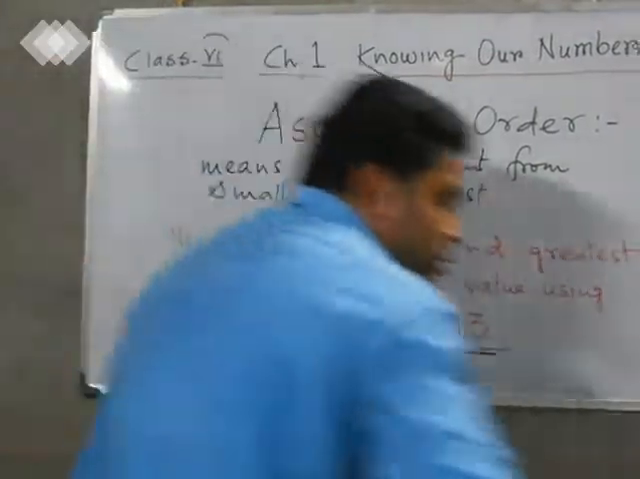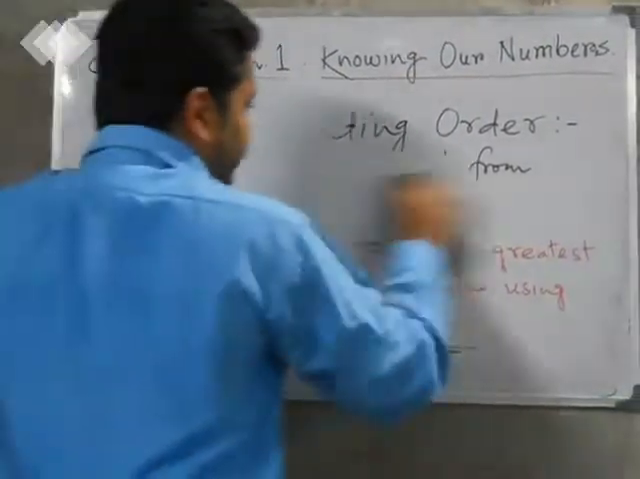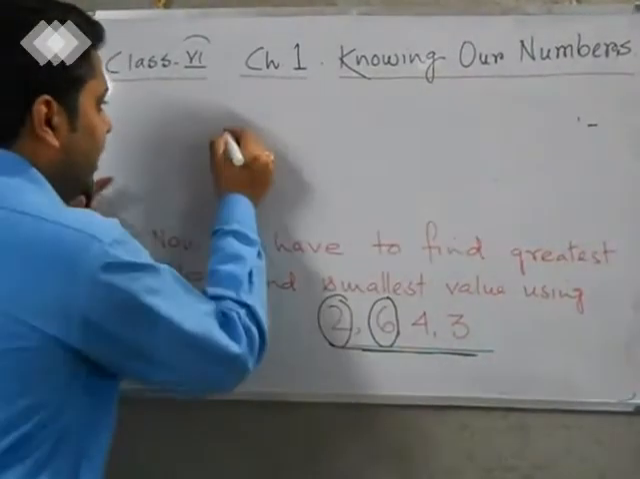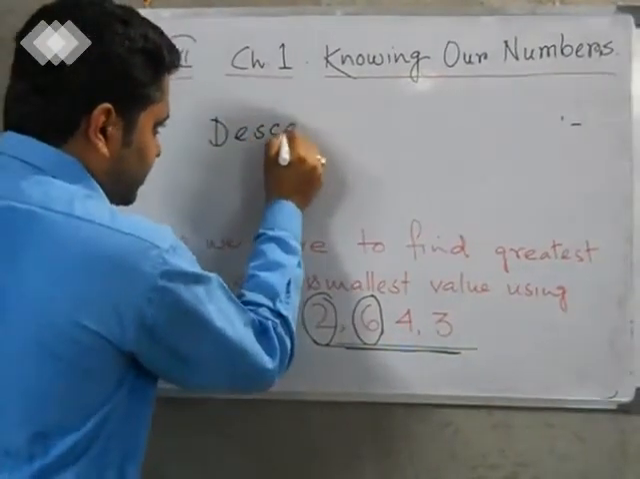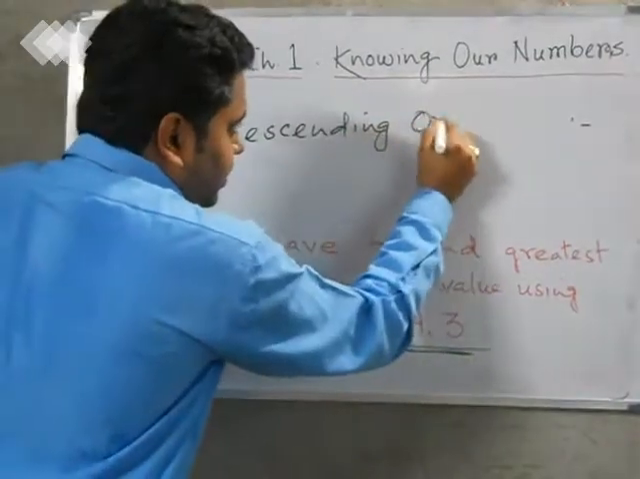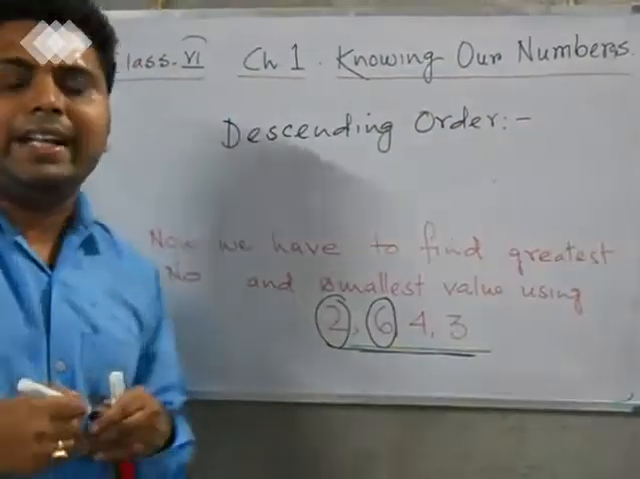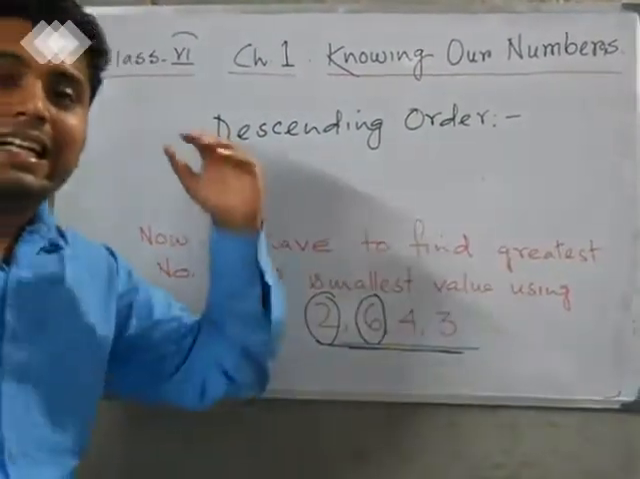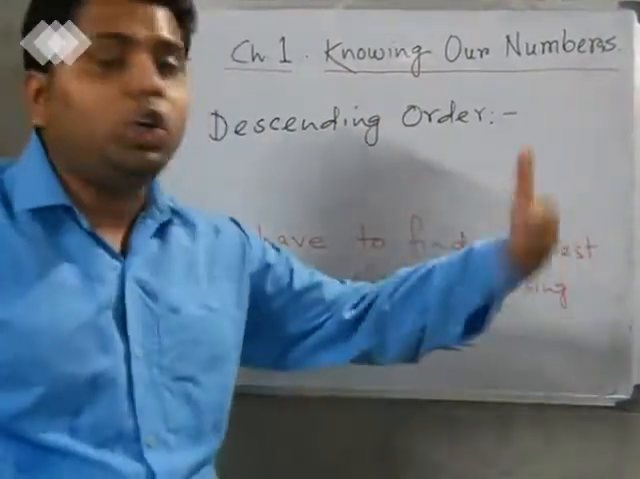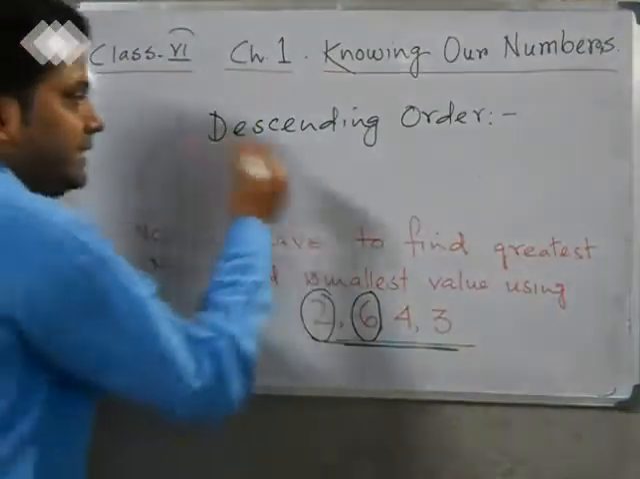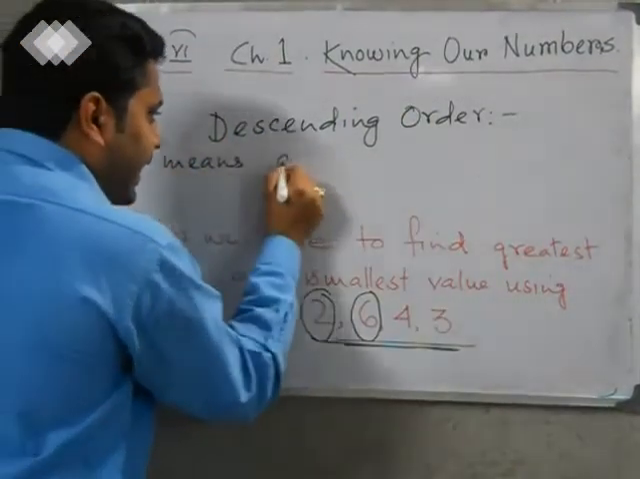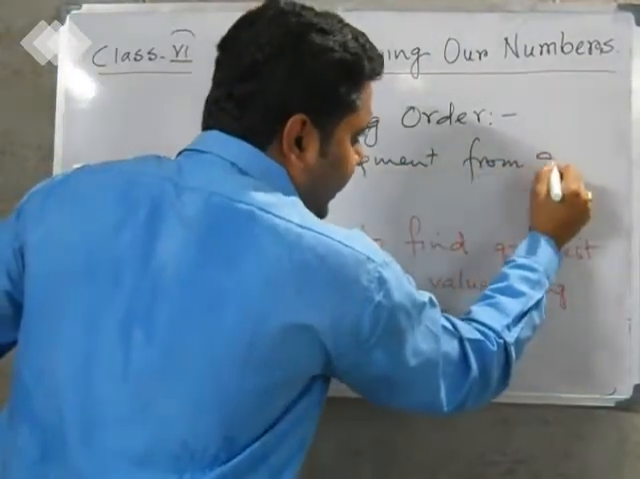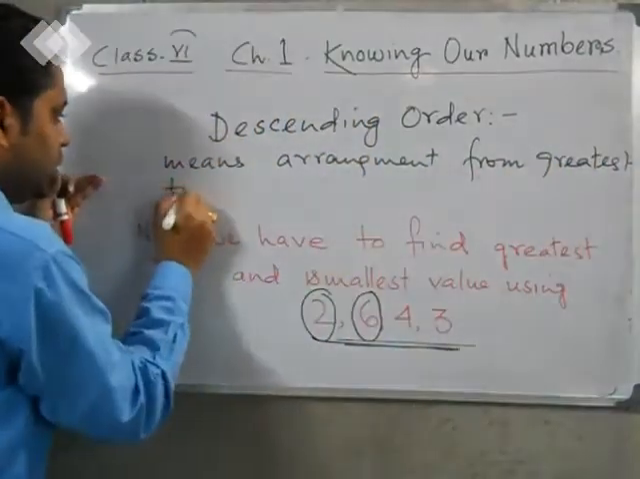Now we have to learn what is descending order. Descending order is the opposite of ascending order. Descending order means arrangement from greatest value, greatest number, to smallest number. Descending order means arrangement from greatest to smallest.